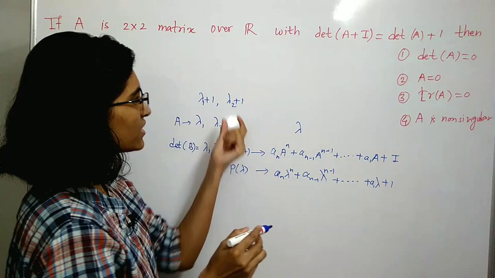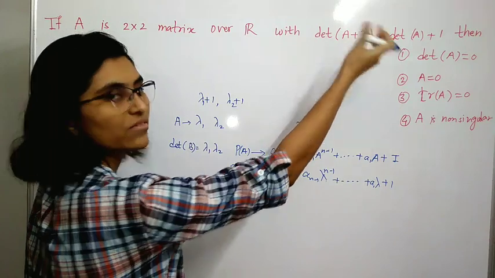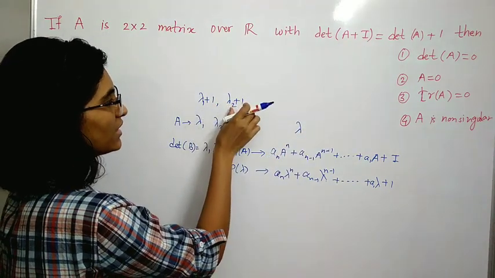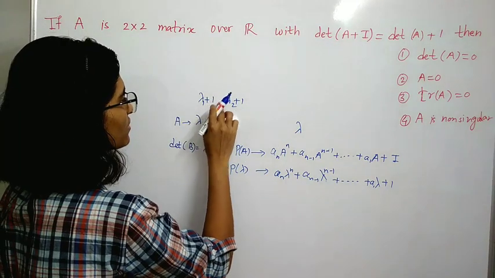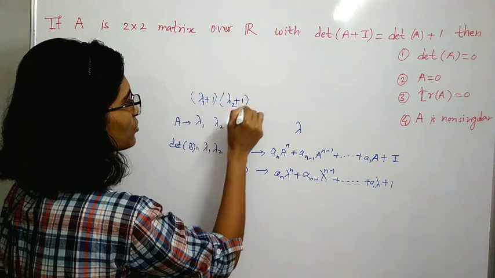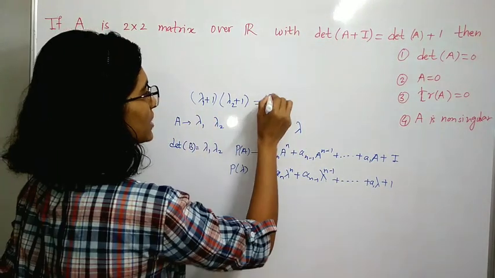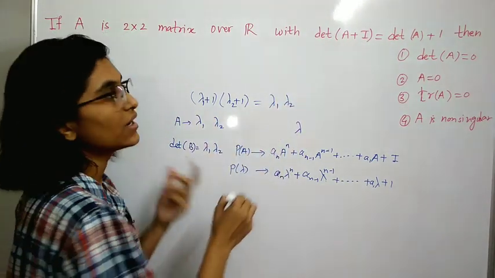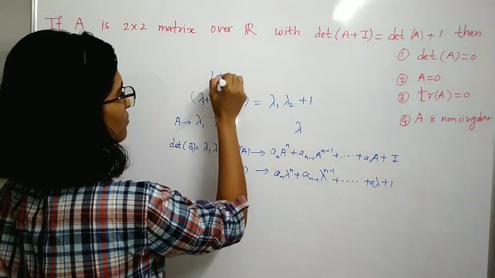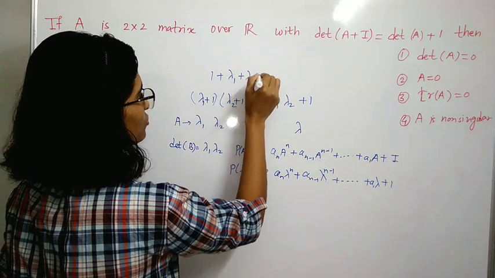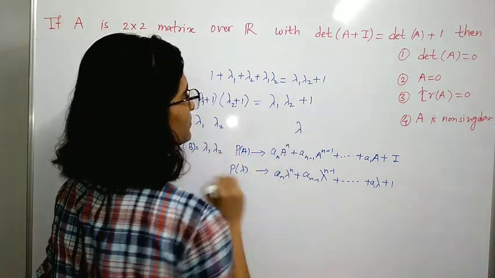So what are the eigenvalues of this matrix? You take each eigenvalue of A plus 1, that means lambda 1 plus 1 and lambda 2 plus 1. These are the eigenvalues of the matrix A plus I. So what is the determinant? Just take the product of these, which is same as, now determinant of A is just lambda 1 times lambda 2, and plus 1. Now just simplify this. It is 1 plus lambda 1 plus lambda 2 plus lambda 1 lambda 2 is equal to lambda 1 lambda 2 plus 1, right?